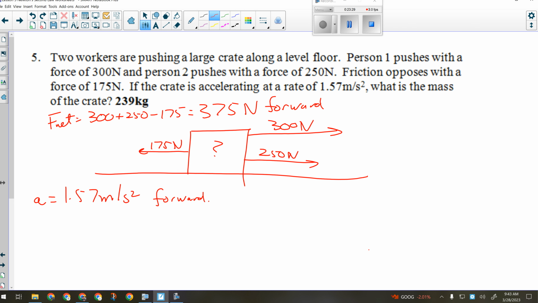Forward is going to be my net force. What do I do with that? Divided by acceleration. Okay, so now I do F equals m times a, right? So F net divided by acceleration will give me the mass. So 375 divided by 1.57 should give me that 239 kilograms.